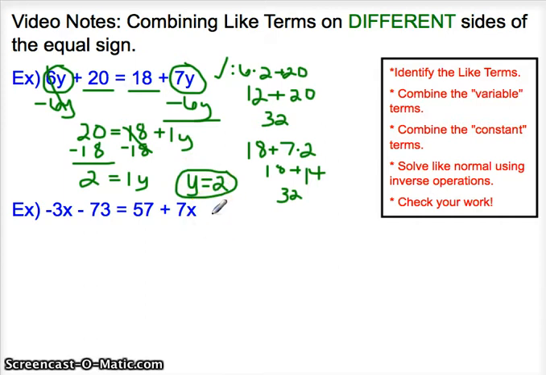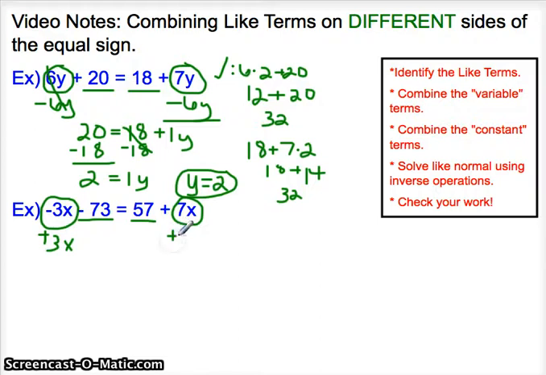Let's move on to the second example. This one might be a little more complicated because there are some negatives involved. Let's start by identifying our like terms. Negative 3x and 7x are like terms, and this negative 73 and 57 are like terms. Now let's combine the variable terms. I'm going to start by moving the 3 over here by the 7. The opposite of negative 3x is positive 3x. Do that on both sides.